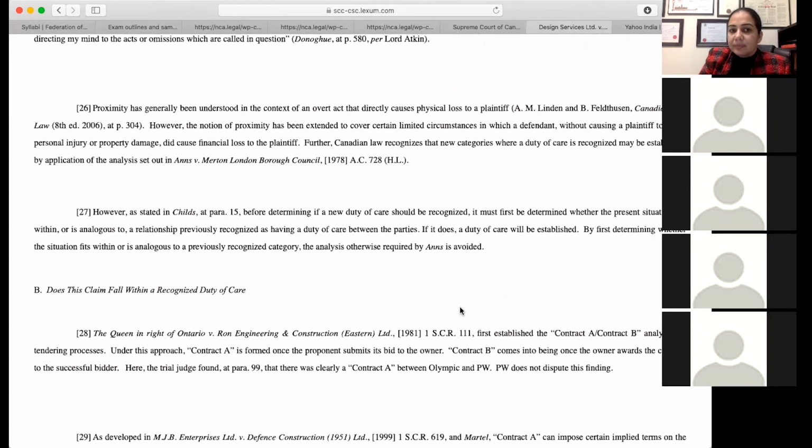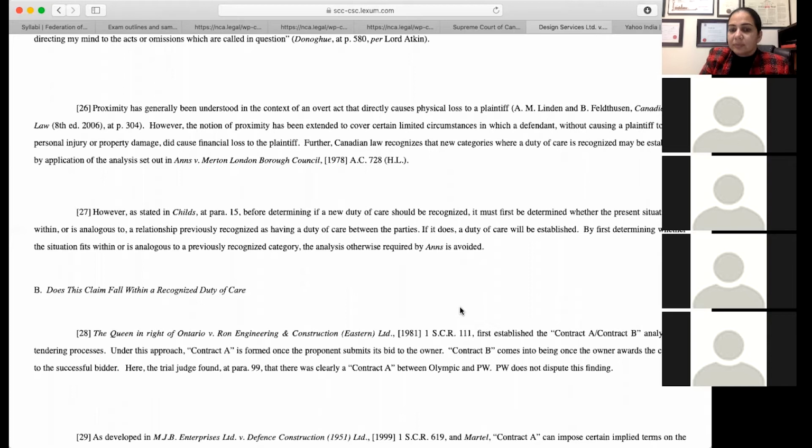Proximity has generally been understood in the context of an overt act that directly causes physical loss to a plaintiff. However, the notion of proximity has been extended to cover certain limited circumstances in which a defendant, without causing a plaintiff to suffer personal injury or property damage, did cause financial loss to the plaintiff.